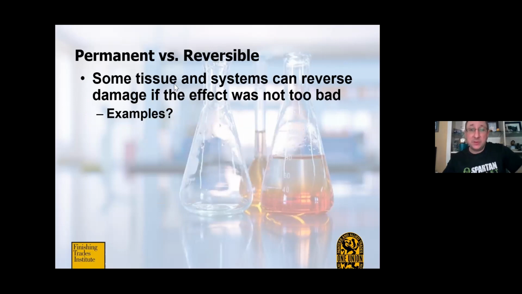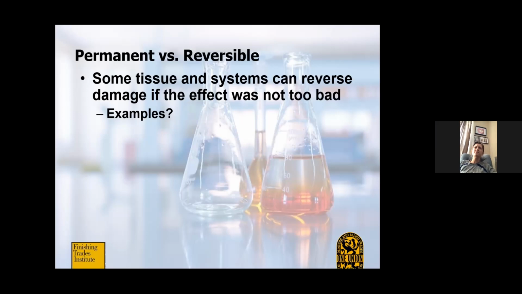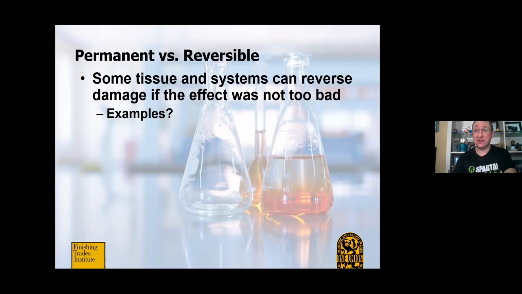Permanent and reversible. So sometimes tissues can reverse the damage, and even an organ. What's an example of an organ that can repair some damage? Your liver. Yes, the liver. Pretty amazing. You can lose quite a bit of liver, and it can actually repair itself. What else? Your skin. Yep, constantly repairing itself.